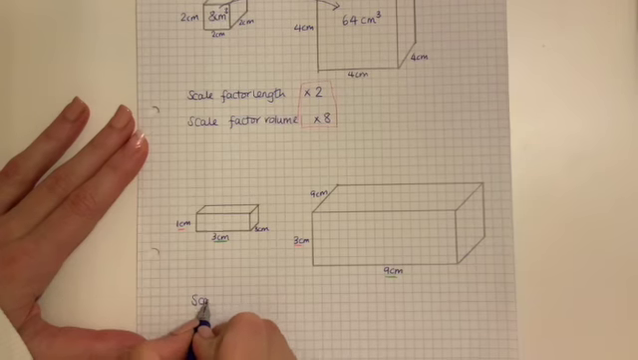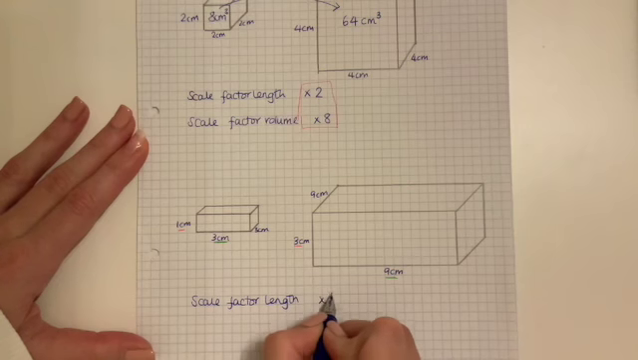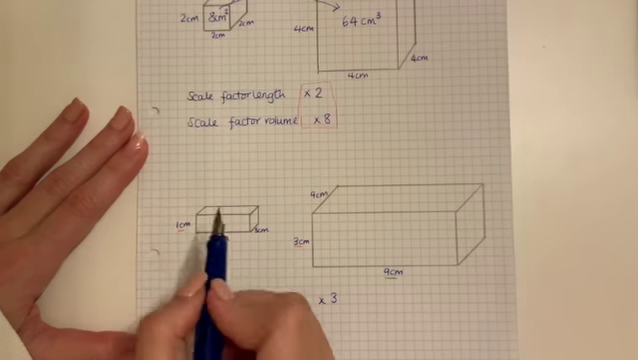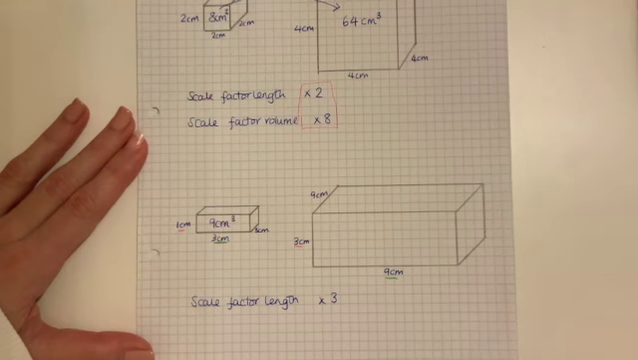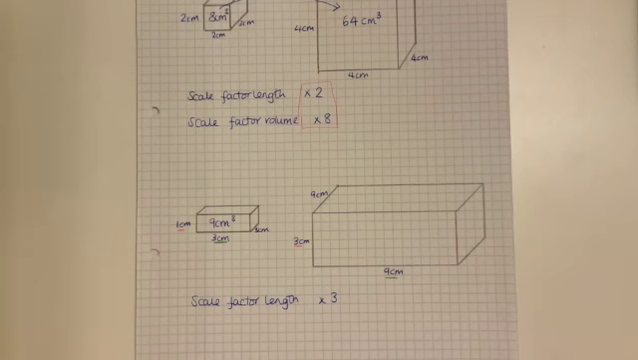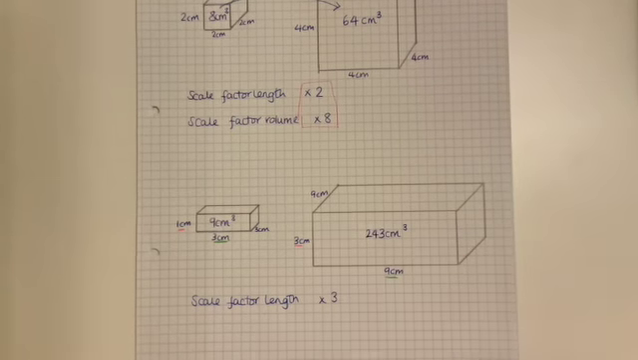So the scale factor for length is times by 3. Okay, let's work out the volume. So this one is 1 times 3 times 3, which is 9 centimetres cubed. Okay, and let's have a look at this one. So 9 times 9 times 3, well 9 times 9 is 81, and then 81 times 3 is 243 centimetres cubed.